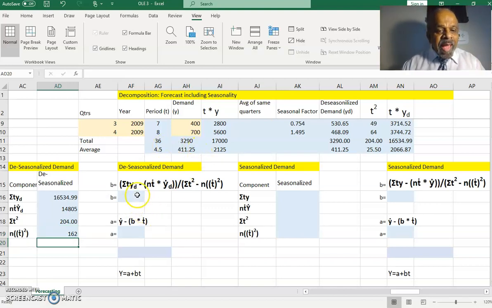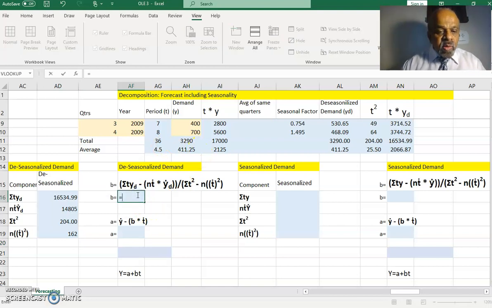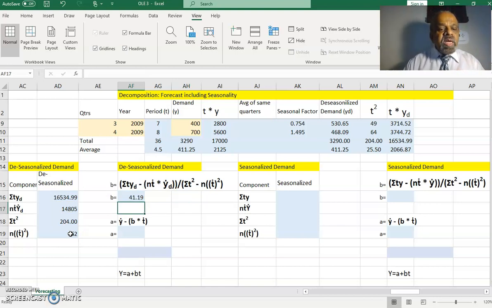So now I can calculate B. B is equal to the first component minus the second component. See this? There is a minus sign. That's the reason. Divided by the third component, which is 204, minus the fourth component, which is 162. And that is my B. My B is 41.19.